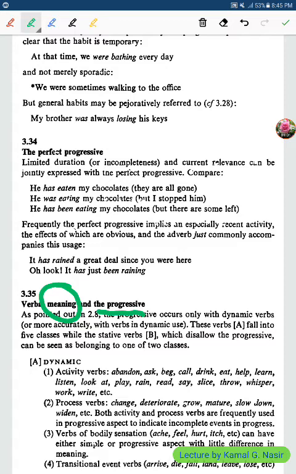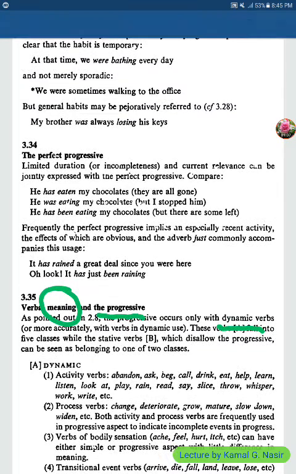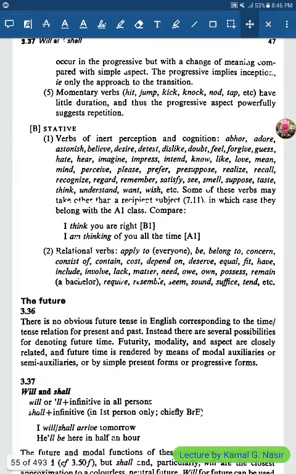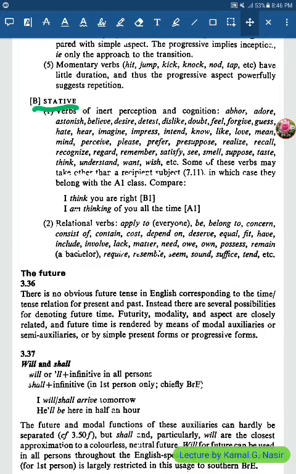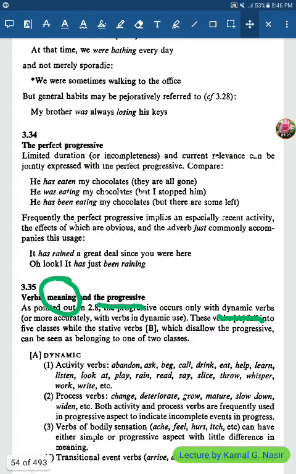In the progressive, we are going to talk about dynamic verbs and stative verbs. What are these different meanings? And how are you going to deal with them according to the dynamic and the stative?